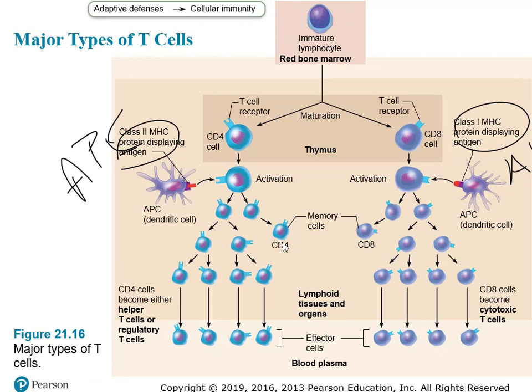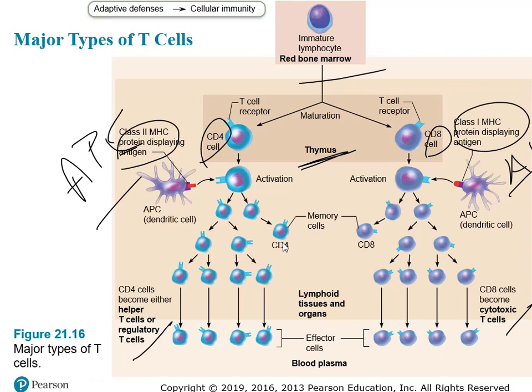Now, your T cells, as they are maturing, so you're looking at here bone marrow, lymphocytes are formed, they're immature, they go to the thymus for the maturation process. In your thymus, they divide into two types. One that has CD4 receptor, one that has CD8 receptor. In order for these CD4 and CD8 to become either helper T cells or cytotoxic T cells, you require class 1 MHC or class 2 MHC proteins.